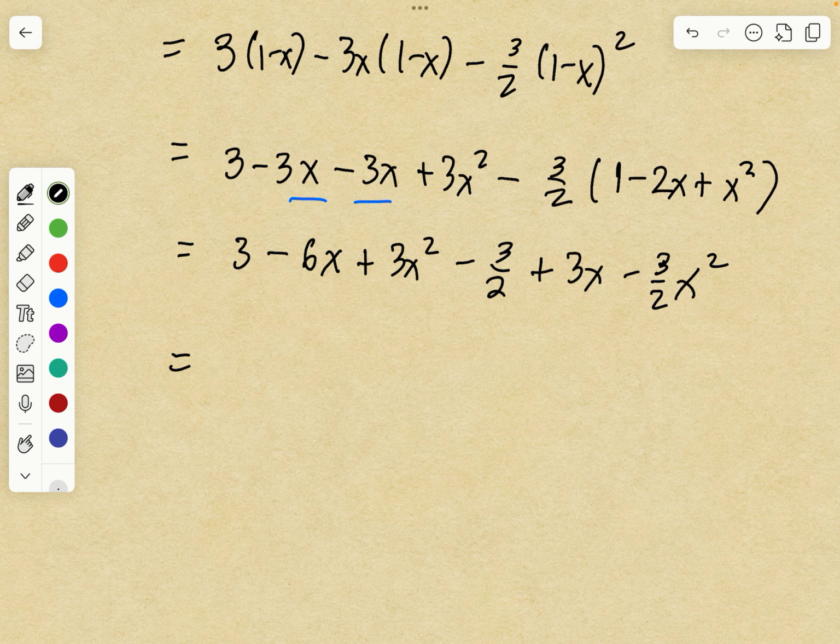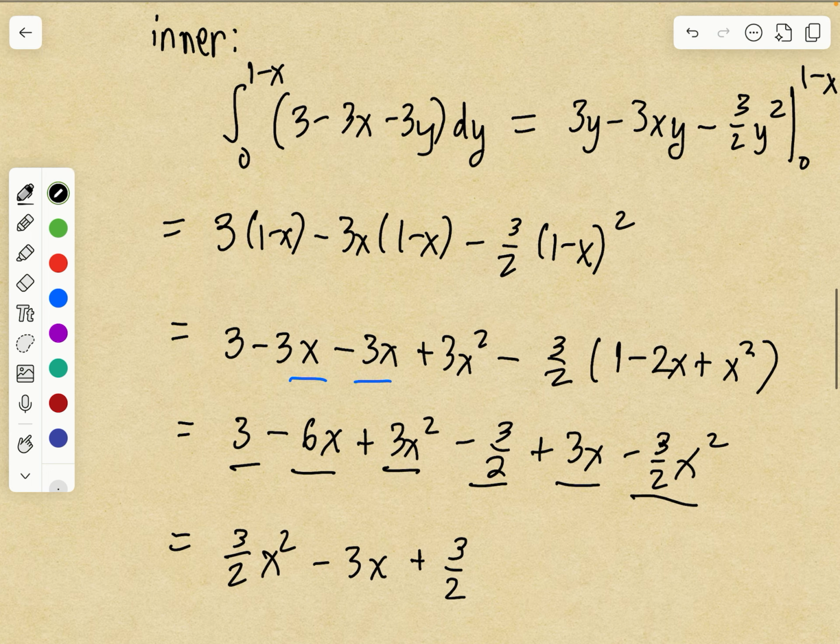And now let's simplify a bit more. Let's collect the x squared terms. 3x squared minus 3 halves x squared. So 3 is 6 over 2. When you subtract 3 over 2, you get 3 over 2 x squared. Now let's collect the x terms. Minus 6x plus 3x is minus 3x. And then 3 minus 3 over 2 is 3 over 2. So that's the inside integral.